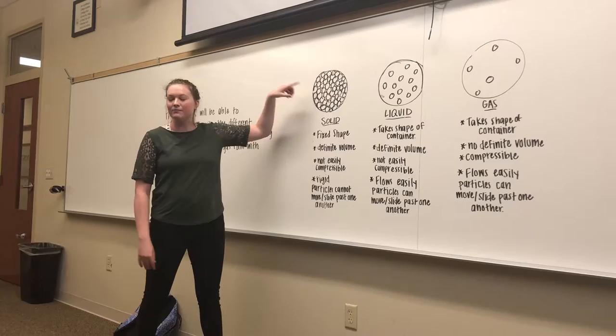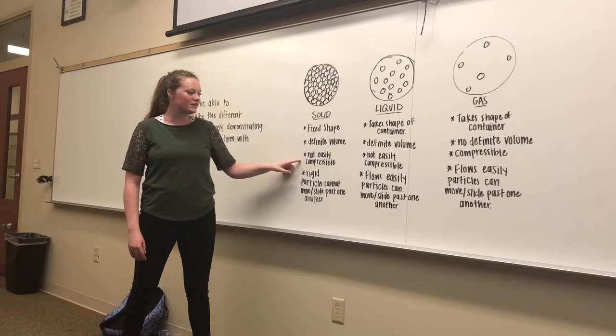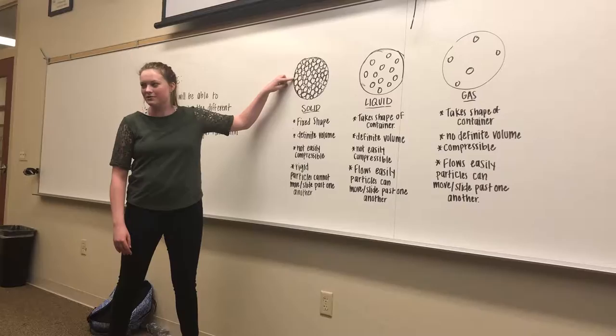They have a fixed shape, they have a definite volume, they're not easily compressible, and their rigid particles cannot slide past one another because they're so close. Does anyone have an example of a solid? Jess? A brick.